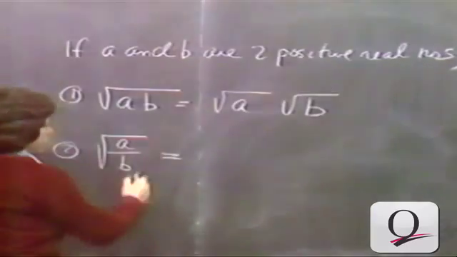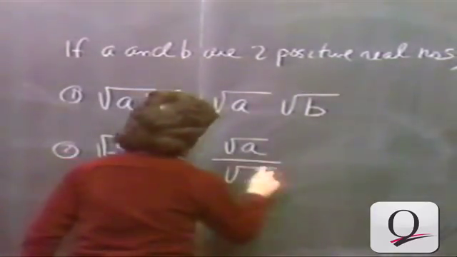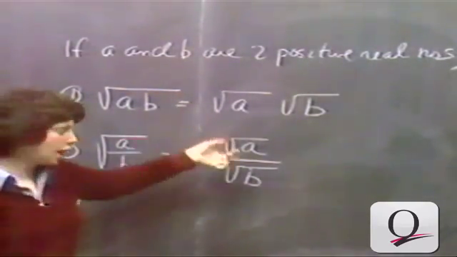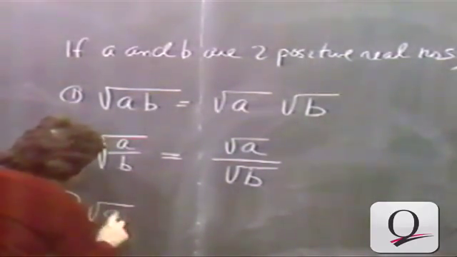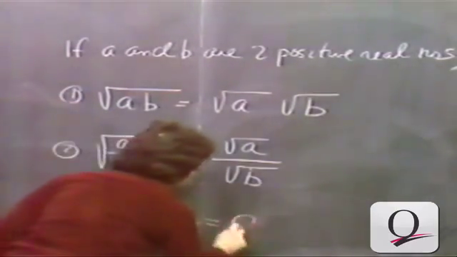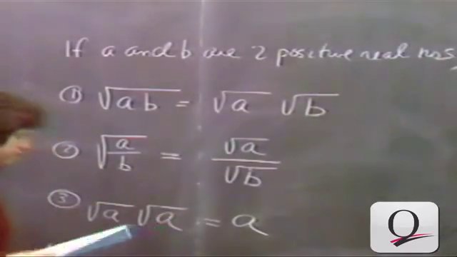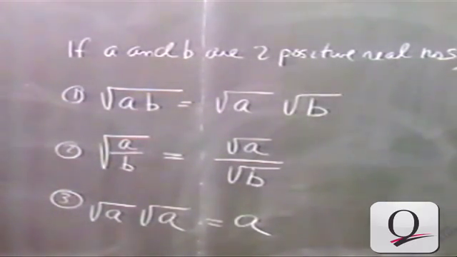The square root of a fraction is equal to the square root of the numerator divided by the square root of the denominator. The square root of a fraction can be broken up into the square root of the top over the square root of the bottom. And finally, we all know that the square root of a number times the square root of the same number is equal to just the number itself. The square root of A times the square root of A is equal to A. Now we're going to be using these properties in order to simplify the form of a radical.